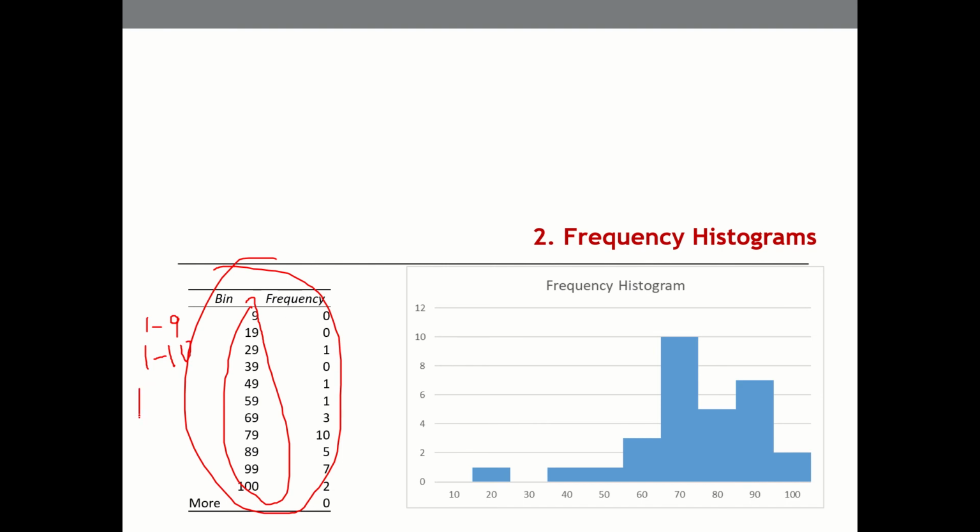Okay, and 11 to 19 or 11 to 20. This is the decision of the researcher, or the one who is analyzing the data set. Sometimes we take 0 to 9, or sometimes we take 1 to 10, depending on the interpretation that we would like to bring in from the data set that we have.